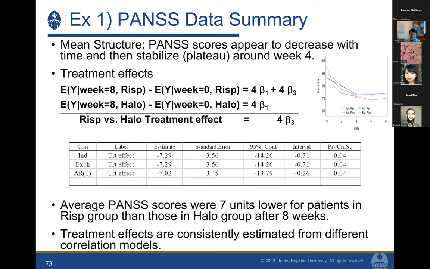I didn't put the results here, but if you ignore the correlation and just fit a standard simple regression, you actually will get the same estimated effect, still roughly 7 units lower in scores, but your standard errors will be way off. Maybe you get something like a 5 or a 2, but typically the standard error will be wrong, and as a result your p-values will be wrong. You probably will get wrong conclusions. I think that's the end of this example.